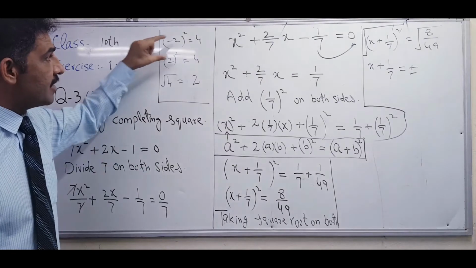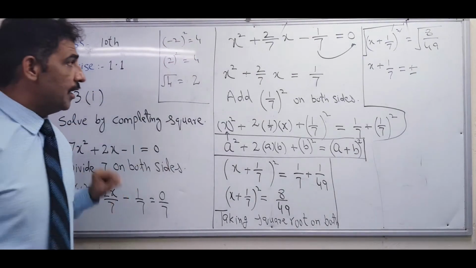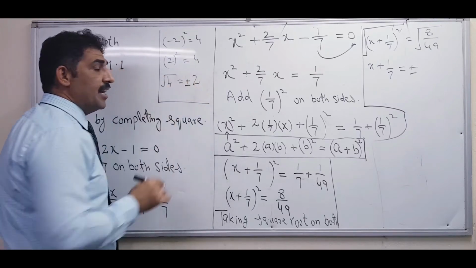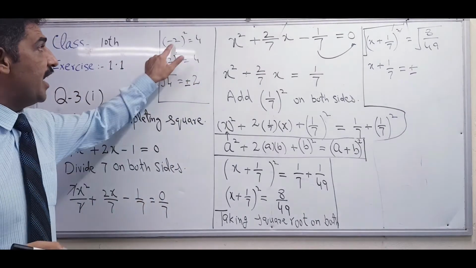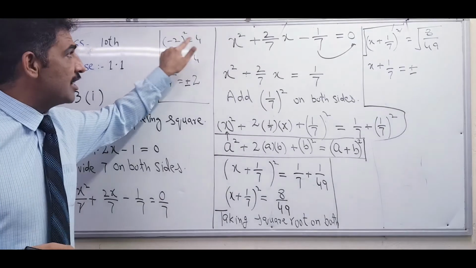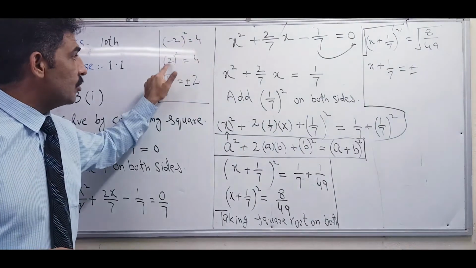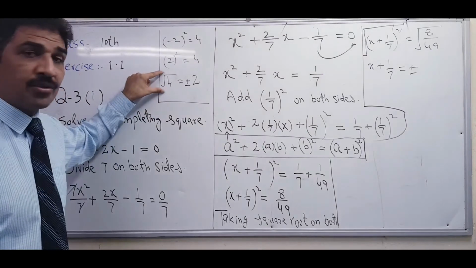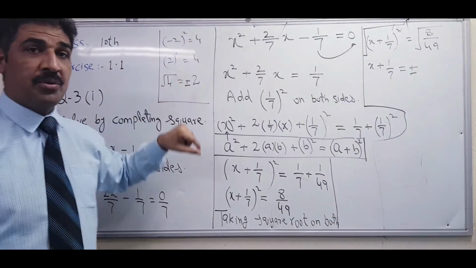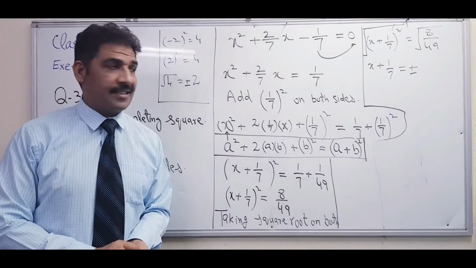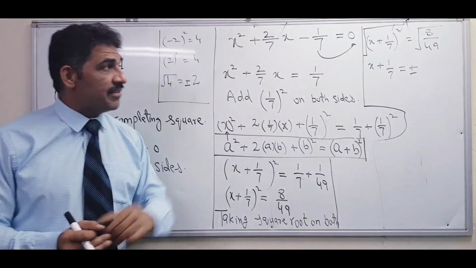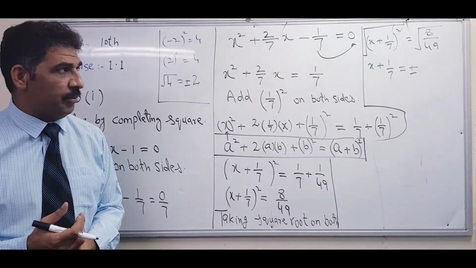Because the square of both numbers is positive, that's why we have to use both signs, plus and minus. Why? Because minus 2 square is also equal to 4 and plus 2 square is also equal to 4. When I am taking the square root of 4, we have to discuss both cases. That's why I will write positive and negative both.